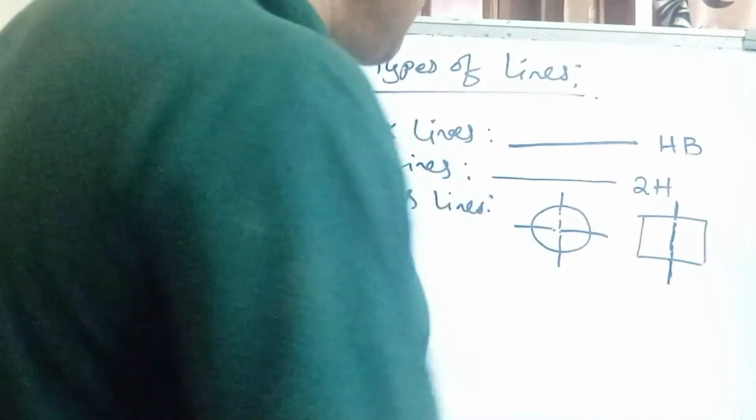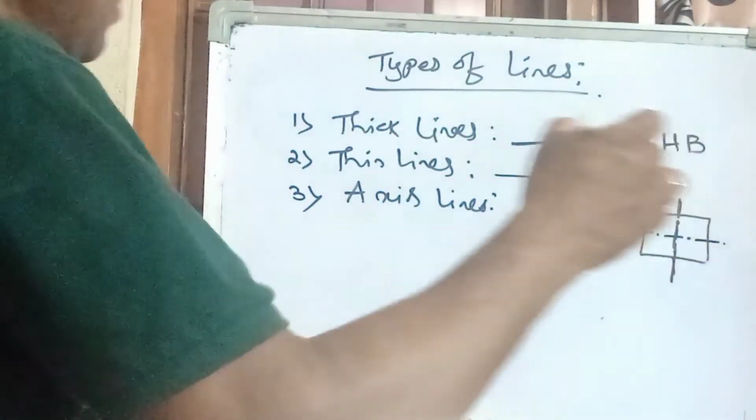So axis line is a thick line, or a small length of line, dot, small length of line, dot, small length of line, dot. Okay, this is regarding axis line. Or like that you can go for small length of the line, dot.